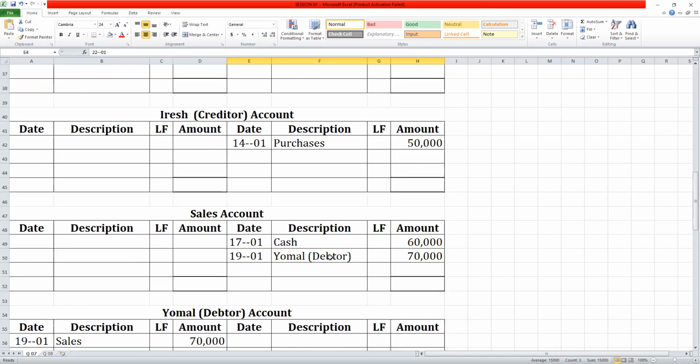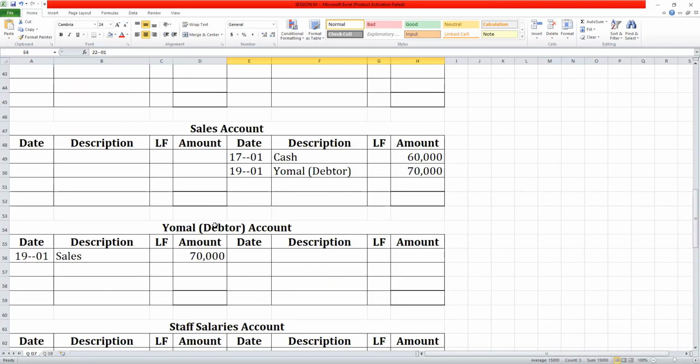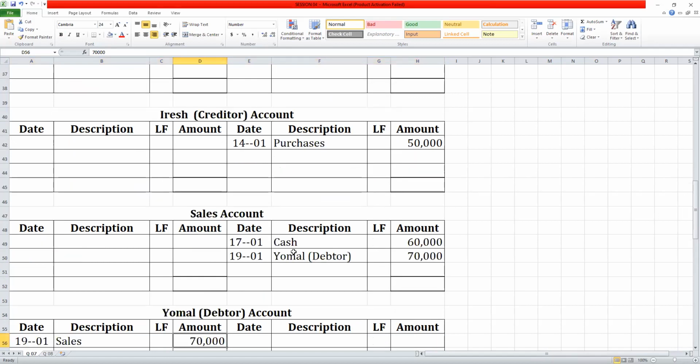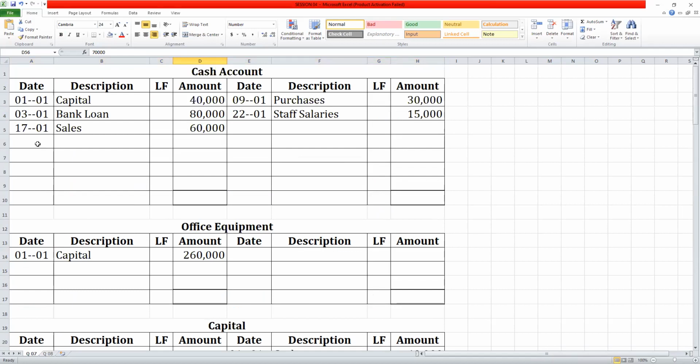Yomal is not our debtor, look. Right? We have sold goods to Yomal on credit, 30,000. Now he has settled 30,000. How can it be an income? It is not an income. Look what happens. The business receives cash.